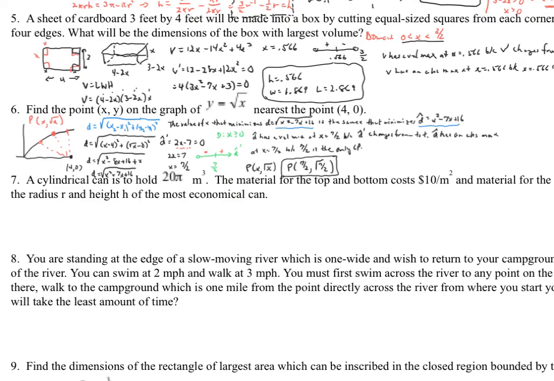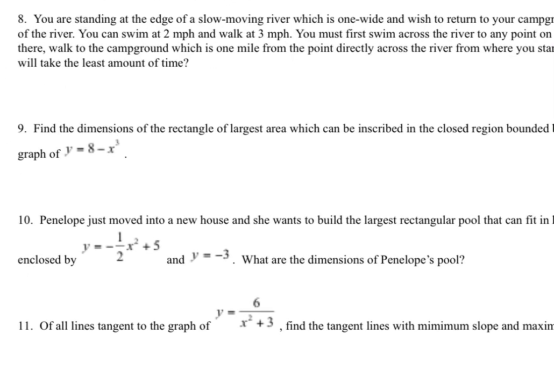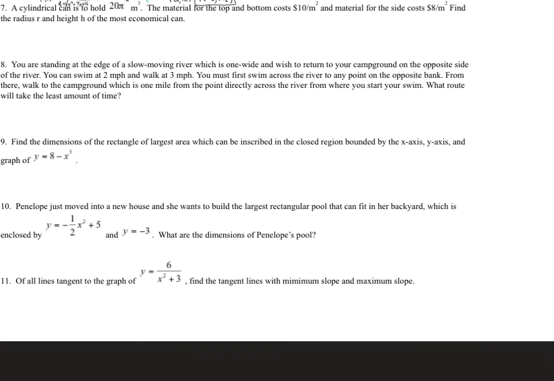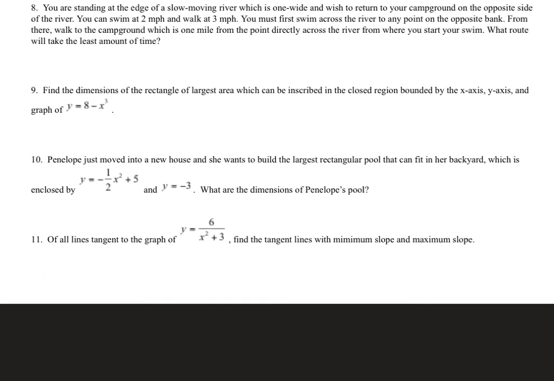So I'm going to slide this up and see this one. I'll try to make it as big as I can. Let's read it and then I'll enlarge it so I have more space to work on. Find the dimensions of the rectangle of largest area which can be inscribed in the closed region bounded by the x-axis, y-axis, and the graph of y equals 8 minus x cubed. So 8 minus x cubed.